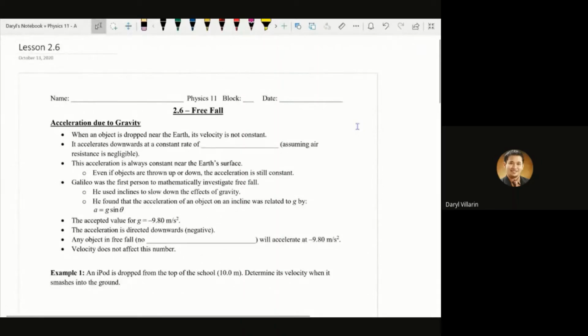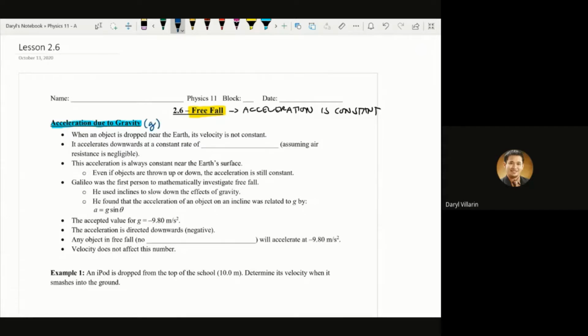We're going to go over lesson 2.6 today, and it pertains to freely falling objects. Freely falling objects have a constant acceleration, and we call that acceleration the acceleration due to gravity, which is denoted by g.